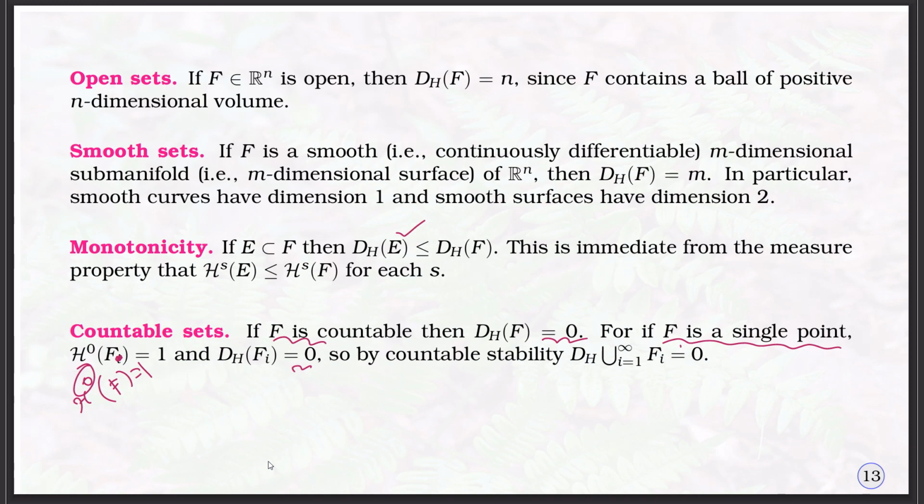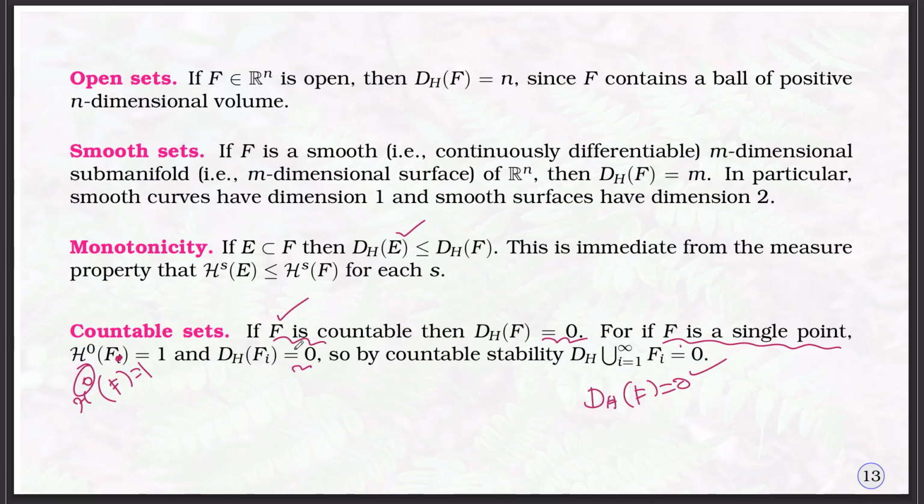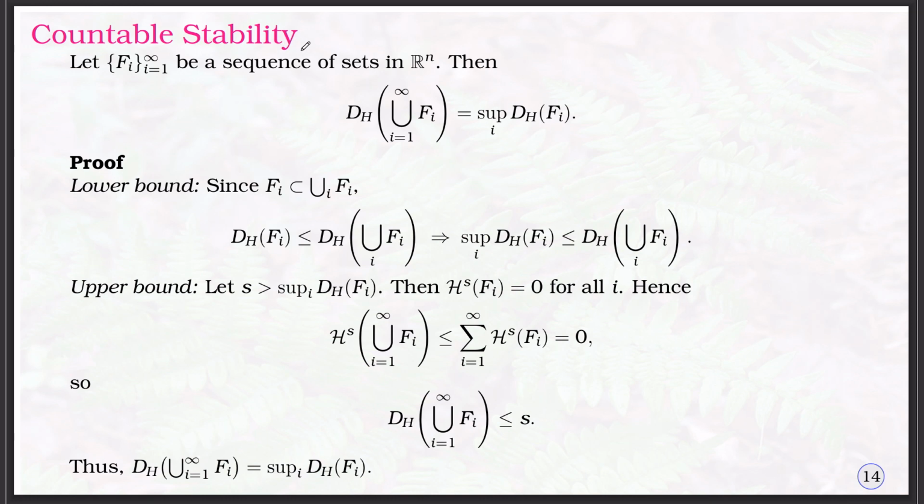Therefore, if F is countable, that means it is a countable union of sets, each F_i has dimension 0, and it can be covered by these sets. If this is 0, then the Hausdorff dimension of F is 0. Then, by countable stability, for a countable set the Hausdorff dimension is 0. Now, countable stability: let F_i be a sequence of sets in R^n, then the Hausdorff dimension of the union of all the sets equals the supremum over i of the dimension of F_i.